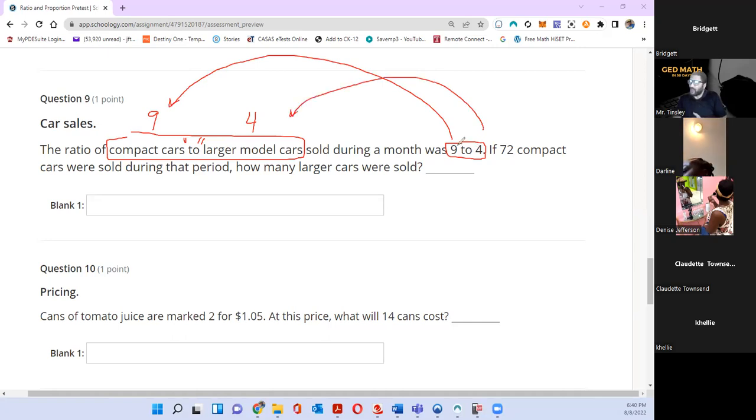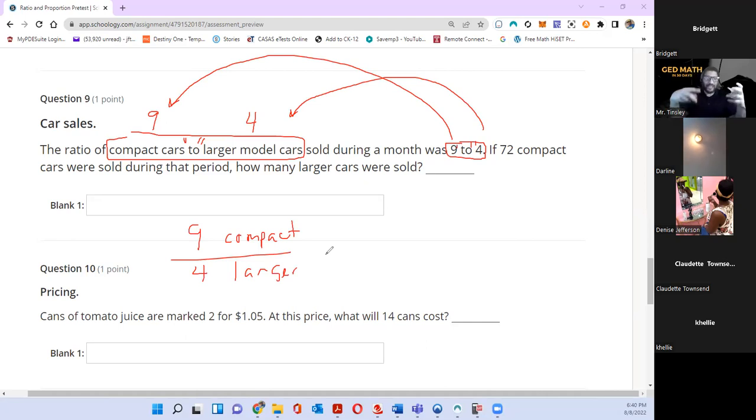And how do we know? Because we're using that word "to." So the ratio is 9 compact for every 4 larger cars. That's the ratio that we know. So a ratio, a fraction is just another way to set up a ratio. Remember, you can use the word "to," you could use colons, or you could use a fraction to designate a ratio. So 9 to 4.